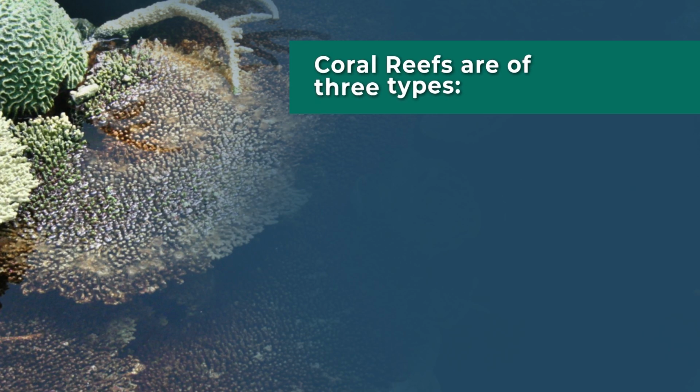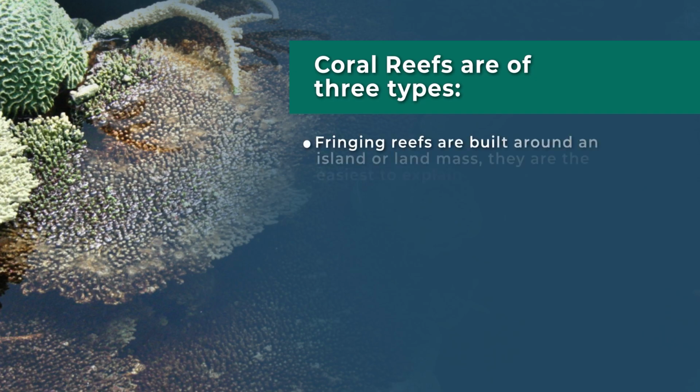We have discussed what coral reefs are: are they animal, vegetable or mineral, and where do you see them? Are there any special conditions under which coral reefs grow? And we've also seen how there are different types of coral reefs. As I was just saying, there are three types: fringing reefs built around an island or a landmass. These are the easiest to explain.